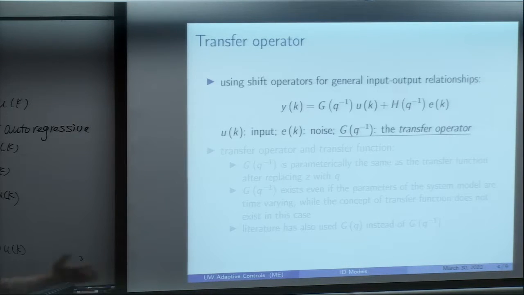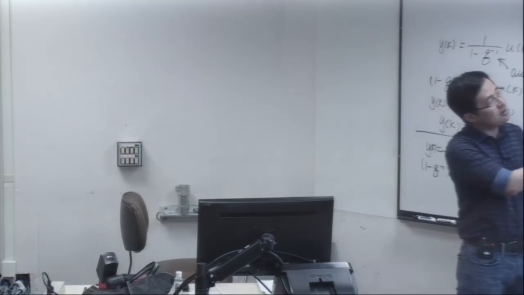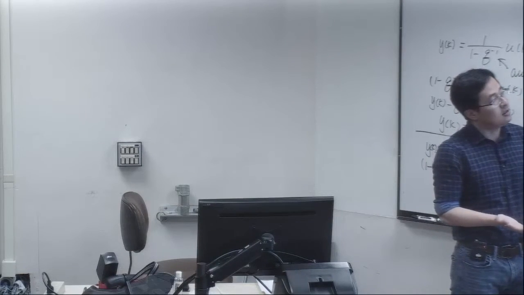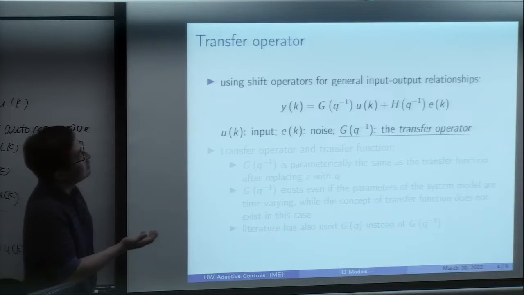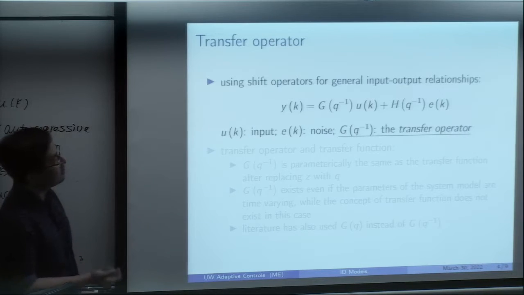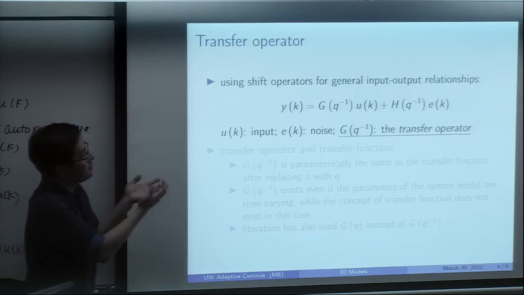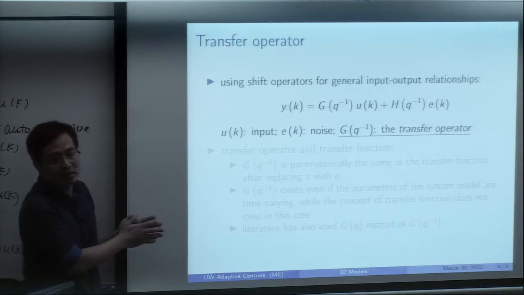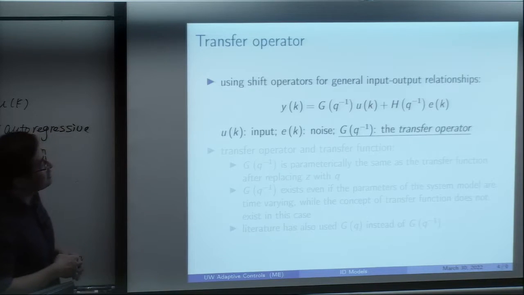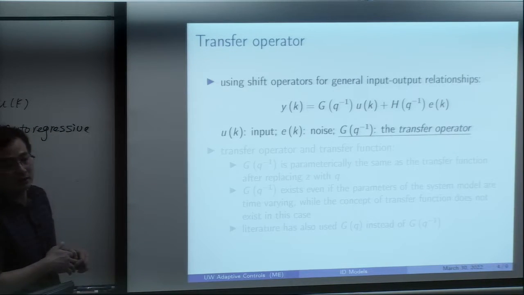Now, in the more general sense, we can write a signal input-output relationship in this way. We have an input u_k, and there may be a noise e_k. Then there may be a transfer operator that defines the relationship between u_k, e_k, and y_k. This is perfectly analogous to Z-domain transfer functions, but in this case, it is expressed in shift operators.